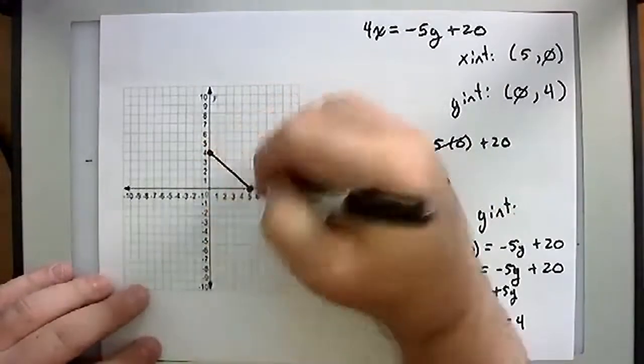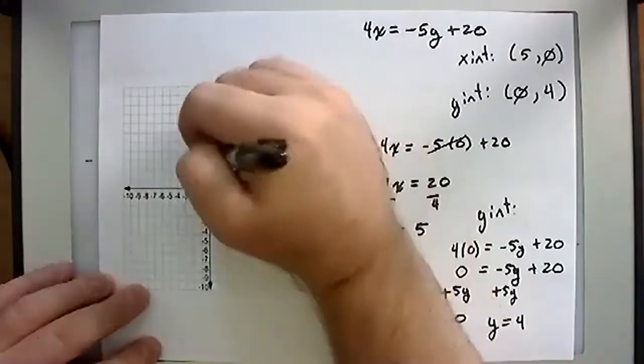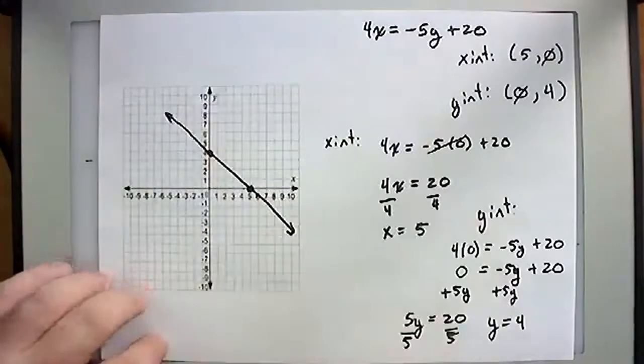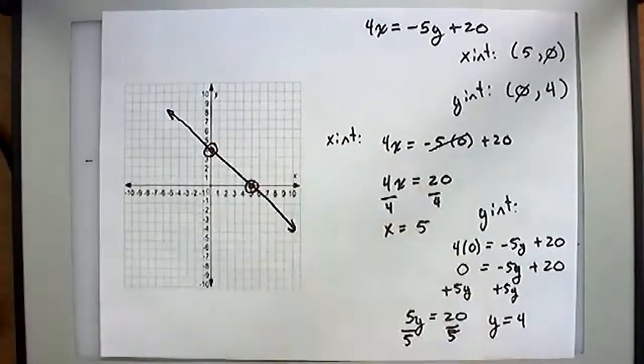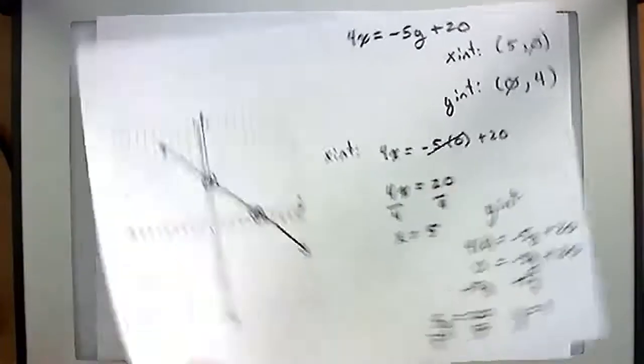Let me see if I can make this one a little bit nicer. That's a lot better. Or at least a little bit better. All right, so you guys get the idea. You graph the y-intercept, you graph the x-intercept, and you're done. Let's do one more. Like I said, this is not a super long lecture, but I do want to do just at least 3 examples.